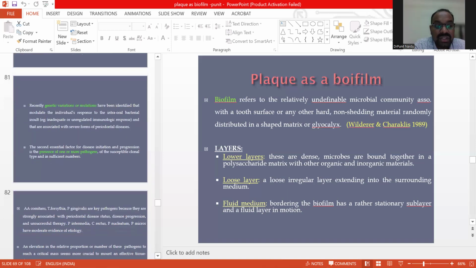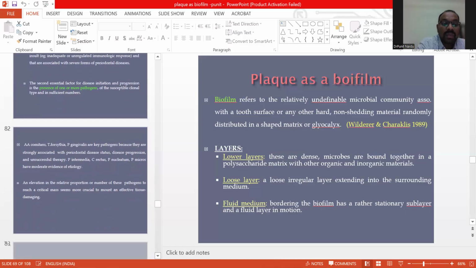The second essential factor for disease initiation and progression is the presence of one or more pathogens of susceptible clonal type and in sufficient numbers. A. actinomycetemcomitans, T. forsythia, and P. gingivalis are key pathogens because they are strongly associated with periodontal disease and progression.